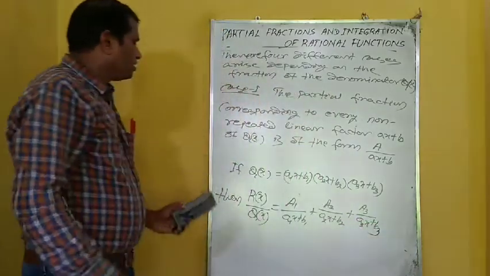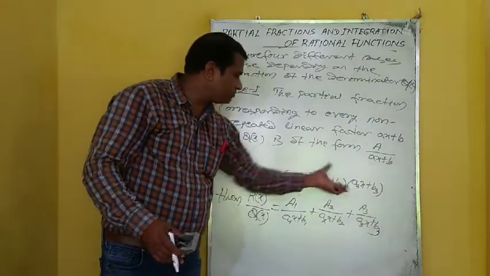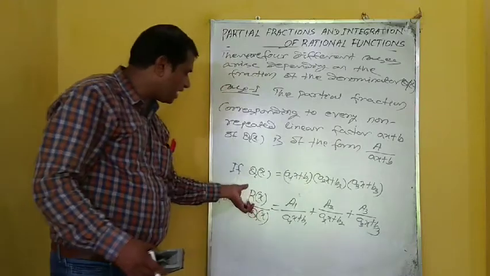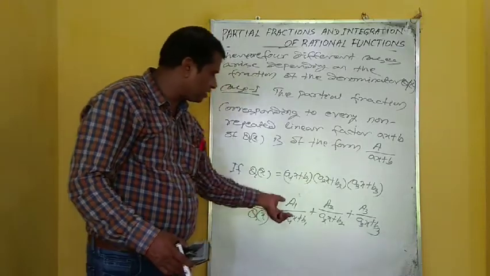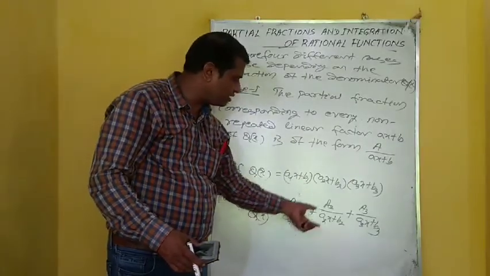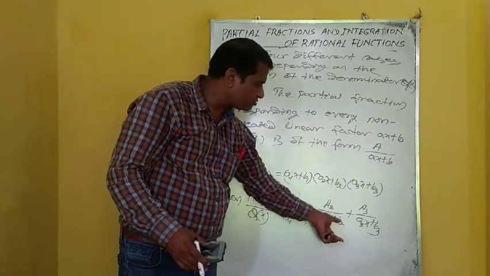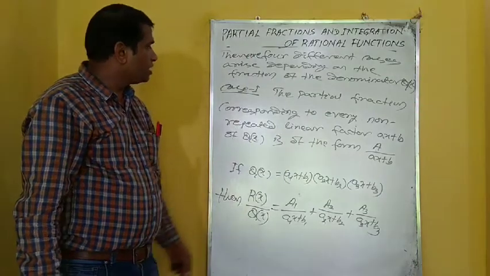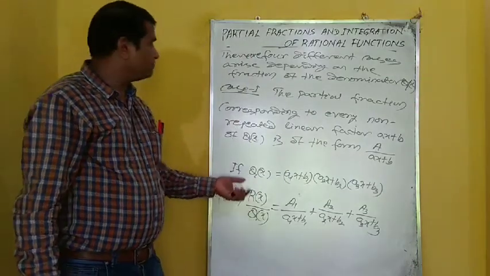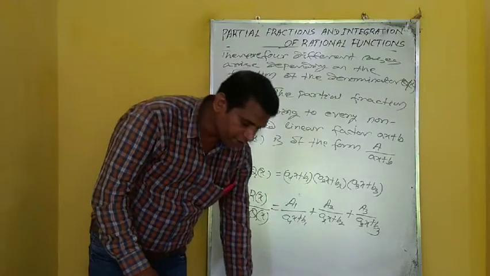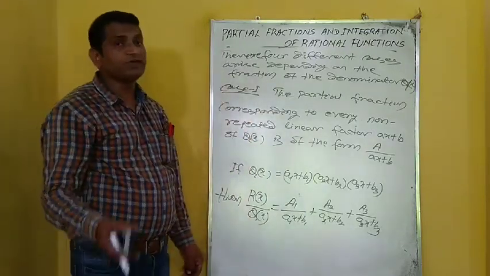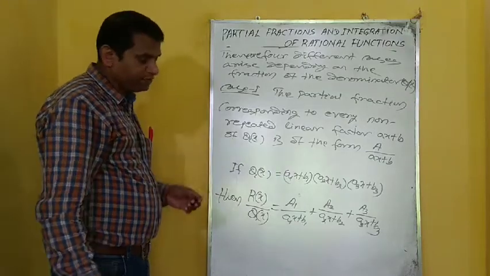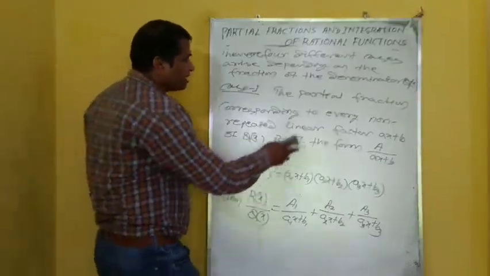Okay, if q of x is in this form, so we write r of x by q of x as A1 by a1x plus b1, A2 by a2x plus b2 plus A3 by a3x plus b3. If the partial fraction corresponds to a repeated linear factor, then we write it.